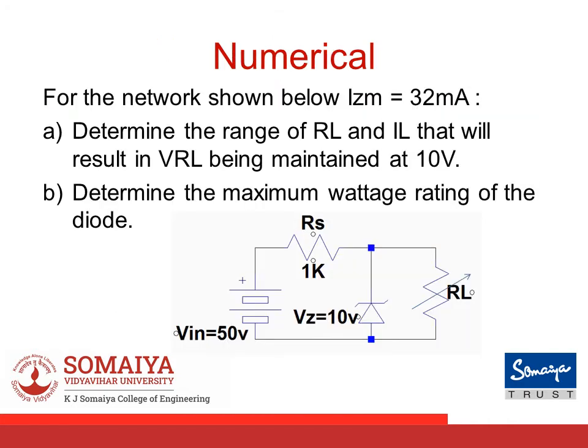Let's look into a numerical where you have to find out the allowable range of load resistance for the circuit to act as a Zener regulator. The values given are: the maximum current flowing through the Zener is equal to 32 milliamperes, Vz, which is the Zener breakdown voltage, is equal to 10 volts, the series resistance is 1 kilo ohms, and the input voltage that is to be regulated is 50 volts.